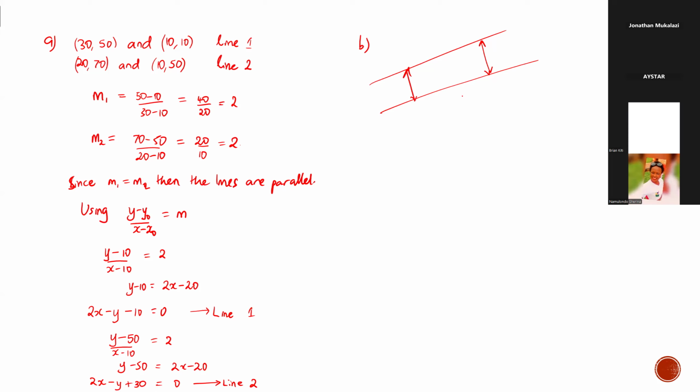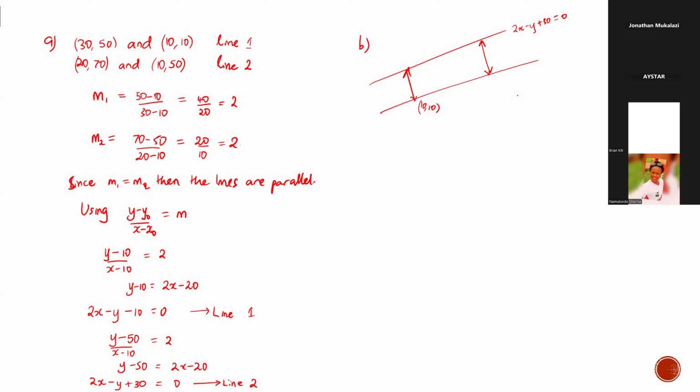So I could choose to pick a point on line 1, say (10, 10), and then find out how far (10, 10) is from the other line, 2x minus y plus 30 is equal to 0. This is just a sketch for the sake of answering the question. So it's not drawn to scale, but it's trying to illustrate what we're talking about.